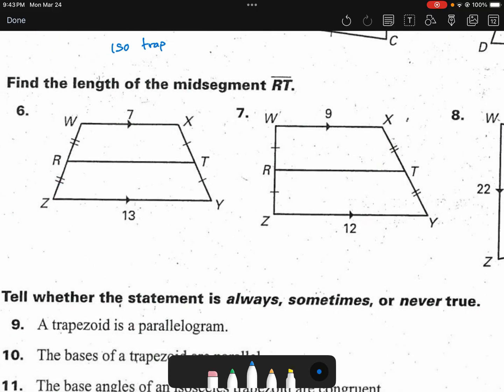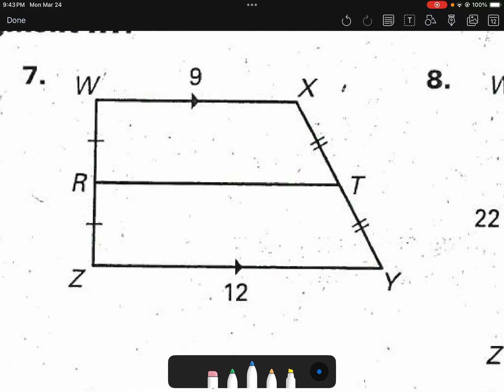We'll move down here to number 7. Find the length of the mid-segment, and we're calling that segment RT. A mid-segment connects midpoints of the legs of a trapezoid, and you know that's the midpoint because you have these markings. If you didn't have those markings, that wouldn't be guaranteed to be a mid-segment, but they're telling you that it is. How long is that mid-segment?